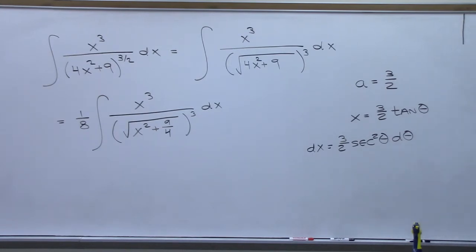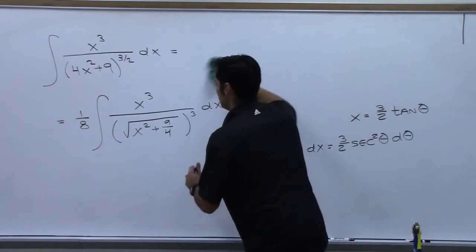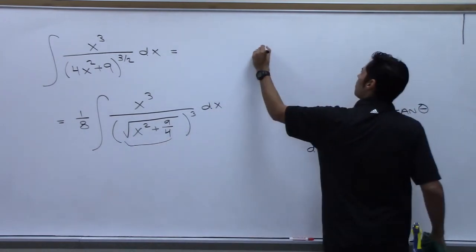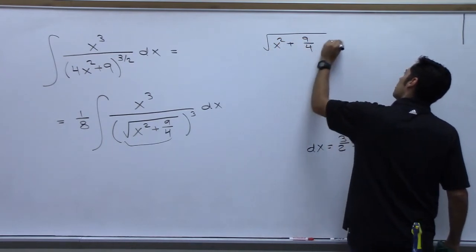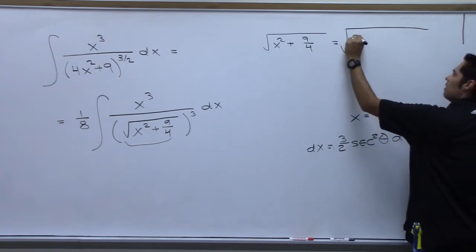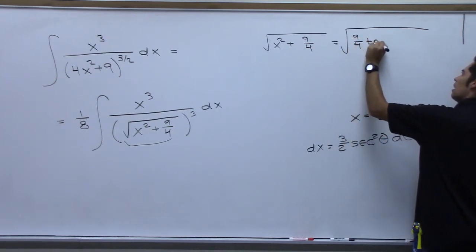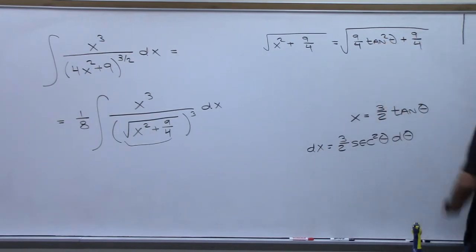What should I do next? You want me to do the x squared plus 9/4 under the root, simplify all that? Okay, so let's do that right here. What is this piece right here going to be? It's going to be square root of x squared plus 9/4. That should be equal to square root. x squared is this squared. Hey, that's 9/4. Good, I'm glad to see you. Tan squared theta plus 9/4, right?